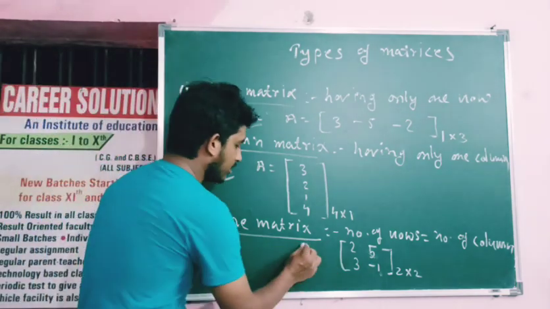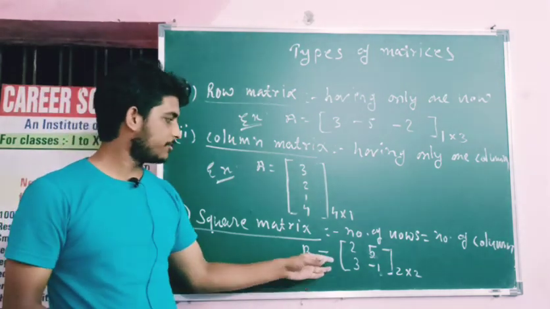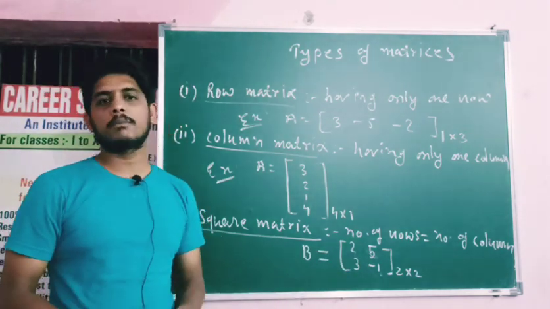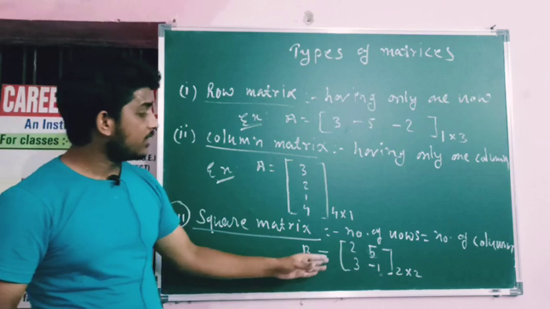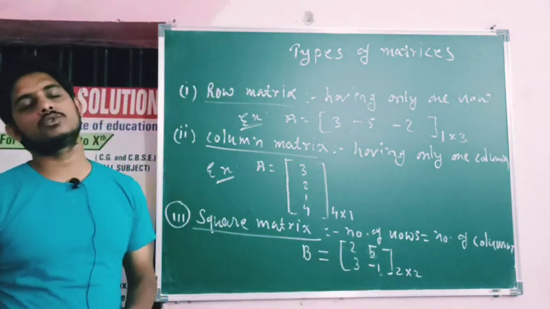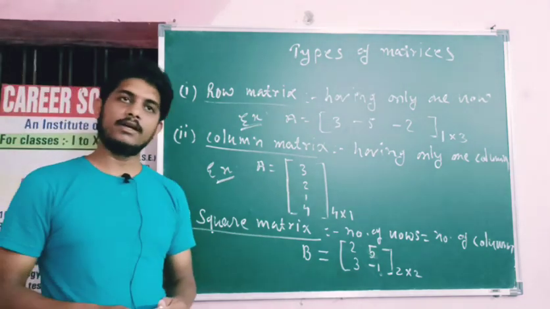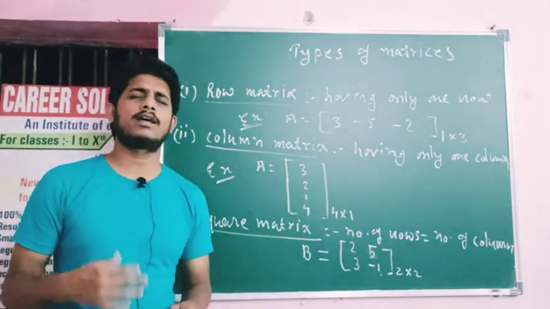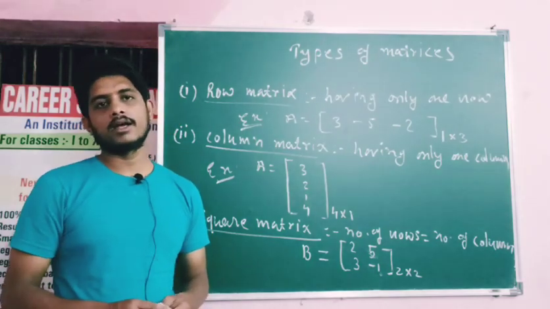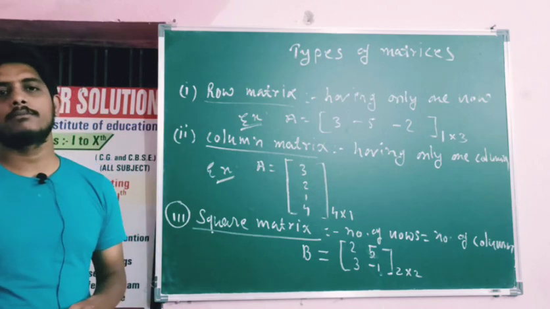There is a matrix B: 2, 5, 3, minus 1. How many rows does it have? There are 2 rows. And how many columns does it have? There are 2 columns. So the order of this matrix is 2 cross 2. So if any matrix has an equal number of rows and columns, then that kind of matrix is called a square matrix.